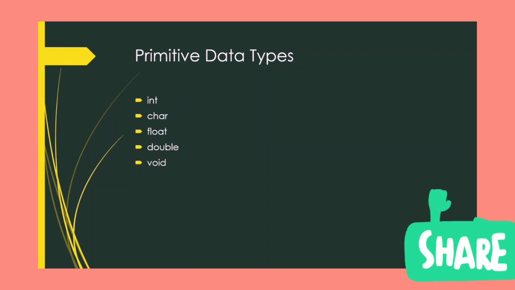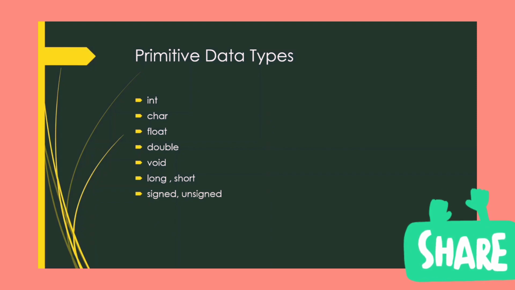Next is void. It is an incomplete type. It means nothing or no type. For example, if a function is not returning any value, its return type should be void. Next is long or short. These are not data types themselves, but type specifiers, and are used usually with integer, float, or double data types. Next is signed or unsigned, which are also type modifiers.